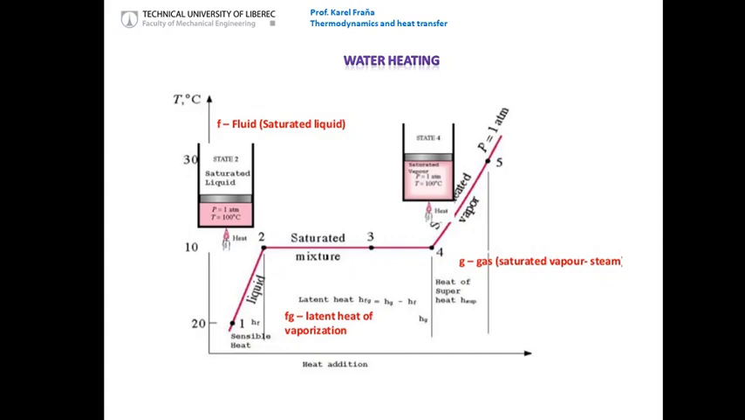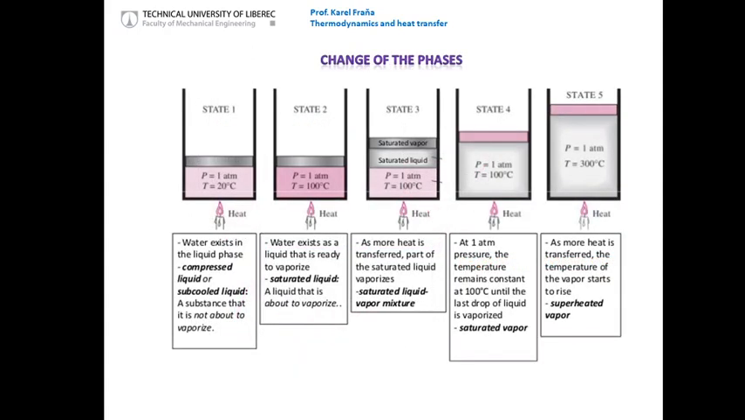If you, for instance, stop the evaporation at point 3, you will find that your saturated mixture is composed of saturated liquid and saturated gas. The amount of gas or liquid in this mixture depends on the point where you stop the process of evaporation or condensation. I hope that it is clear, and in order to understand, we can continue and look at the next slide.